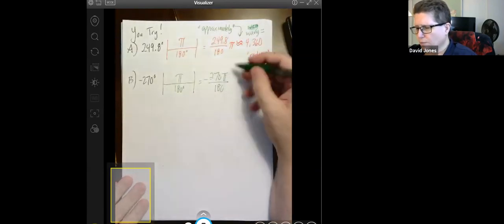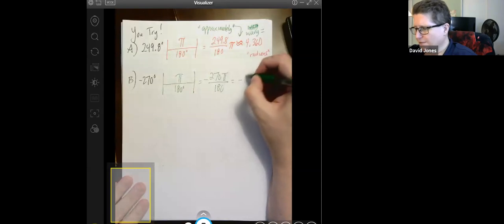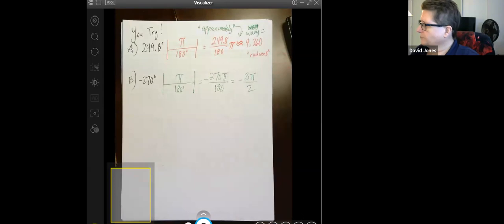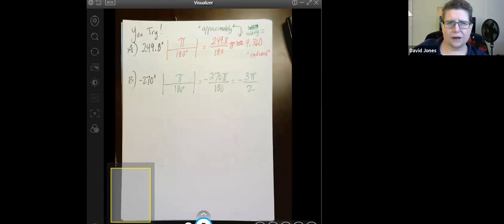These are actually both multiples of 90. This is negative 3 pi over 2. And when pi can stay in there, leave pi in there. Don't convert to a decimal, okay? Because converting to a decimal, you have to round. If you leave pi in, it's exact. And remember, we like exact.